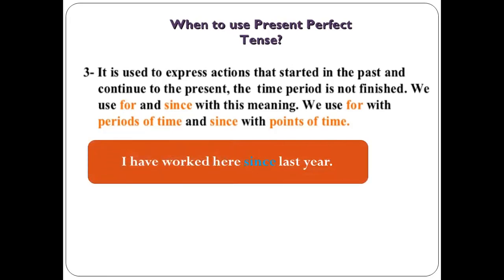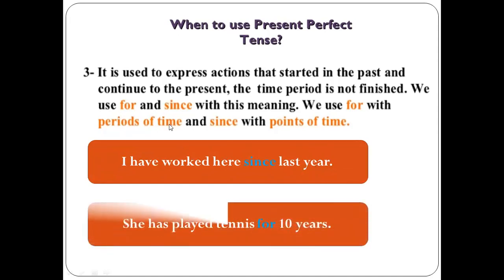Say, for example, I have worked here since last year. So here, since last year. Since when? Last year. So this is a point of time. Next one. She has played tennis for 10 years. She has played tennis for 10 years. So for 10 years here is what we call a period of time.